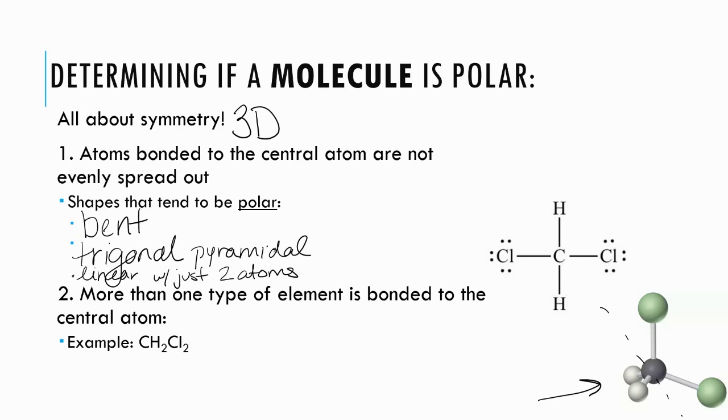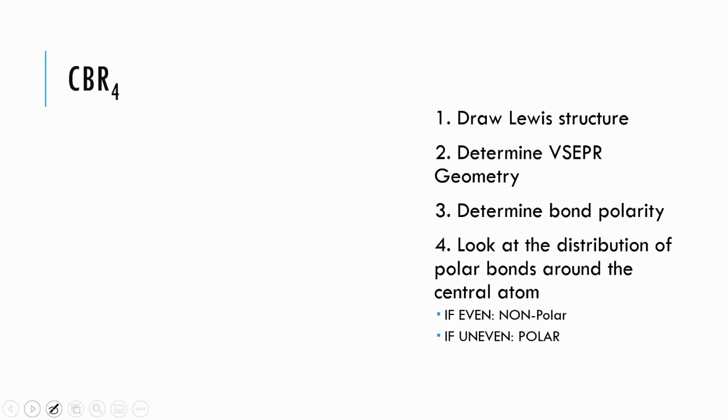Okay, so some shortcuts: bent, trigonal pyramidal, and linear with just 2 atoms are going to tend to be polar. And when I have more than one type of element bonded to a particular central atom, that's also going to be polar. So what I'm generally going to ask you to do, even on an exam or moving forward in your sciences, is that you might just be given a formula and have to determine whether that molecule is polar or nonpolar. In order to do that, you have to go through some beginning steps.